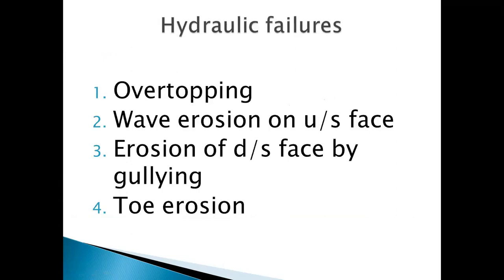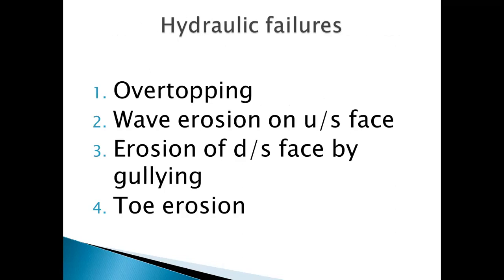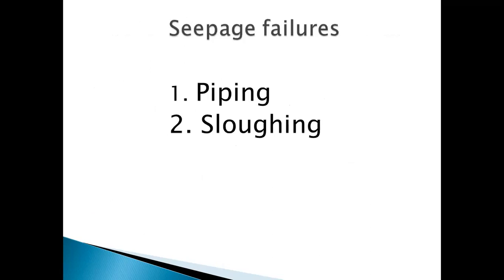The causes of failure of earth dams are hydraulic failure 40%, seepage failures 30%, and structural failures 30%. So the major portion goes to hydraulic failures. In this class, we are going to discuss hydraulic failures only. Hydraulic failures are divided into four types. First one, overtopping failure. Second one, wave erosion on the upstream face. Then erosion of the downstream face by gullying.